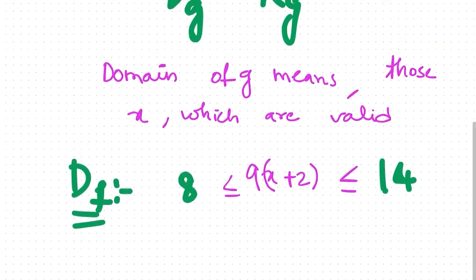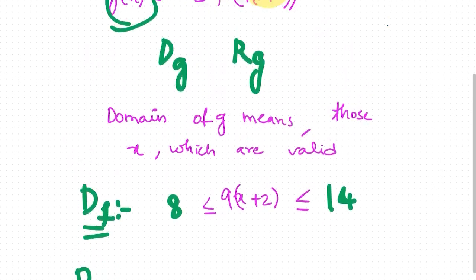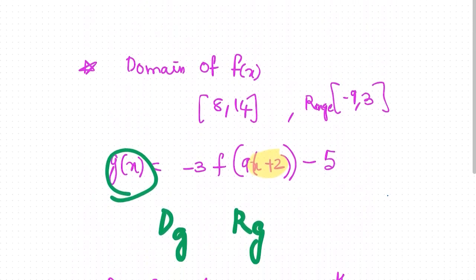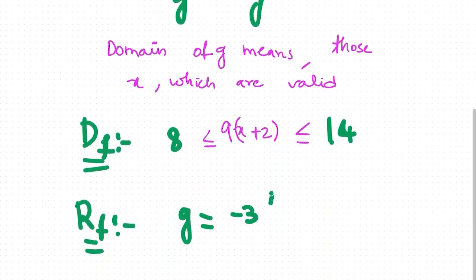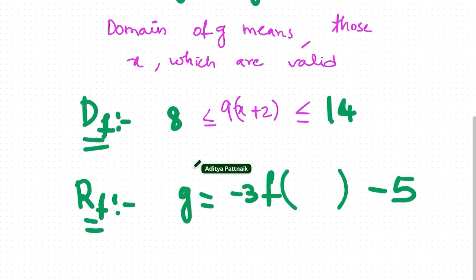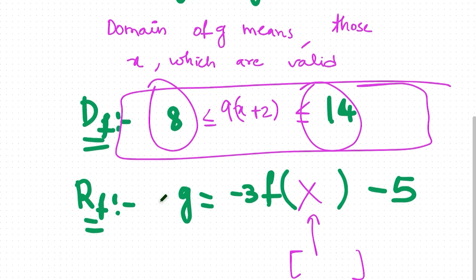And regarding range, can you guess what the range is? You plug in the domain values, like the lowest and highest. Whichever domain values you put, the answer you obtain from here, those values only you are going to put in for x. So no need to worry about what we are going to put. Treat this as f of x only. Whatever values you put, this range will be 8 to 14, correct? Yeah.